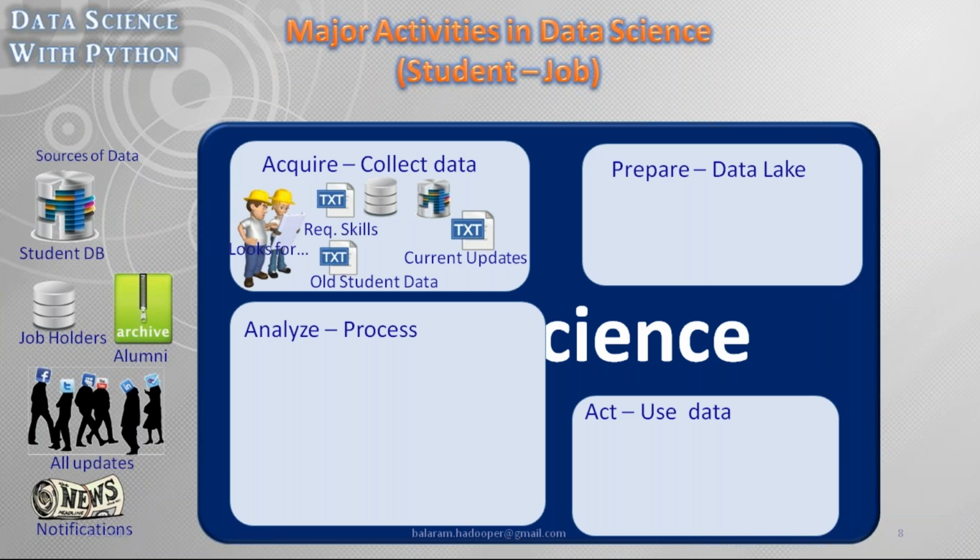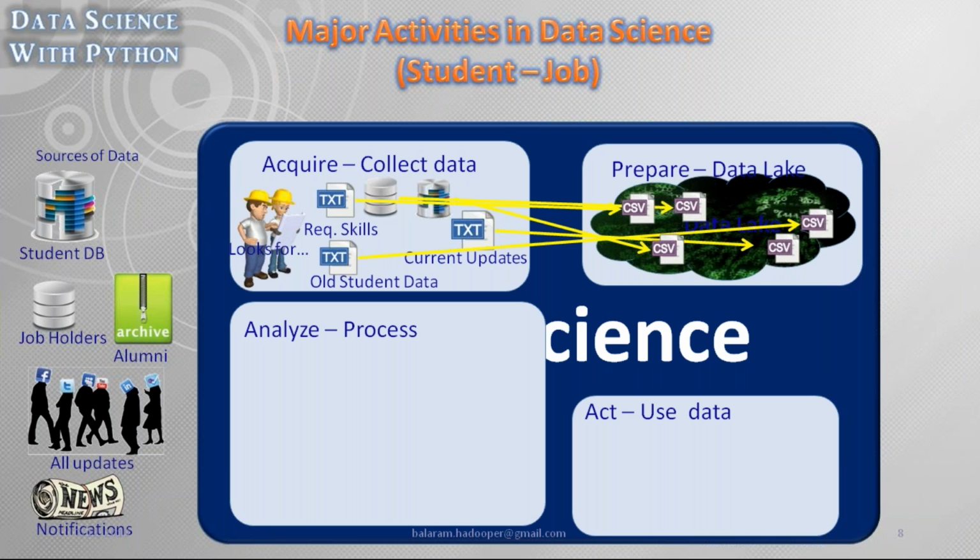Okay, and then you can observe that the data is in different formats. One is in text format, one is in database format, one is in another format. So we have to convert all this data into a common format, that is, in general, the CSV format. Everything has to be converted into the common format, and it has to be stored somewhere. That is called the data lake.